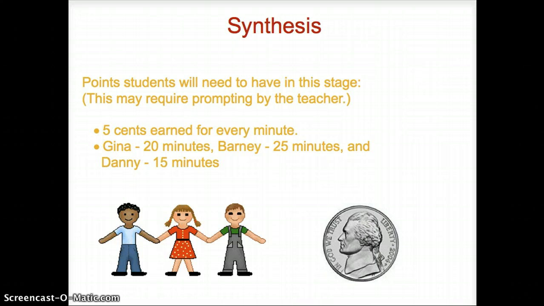Then I have synthesis. I also feel like this stage requires prompting by the teacher. This would be the stage where they would kind of break down the main points of how they need to figure out the word problems. So they would talk about how there were 5 cents earned for every minute, and again, how many minutes each child raked, which Gina was 20, Barney was 25, and Danny was 15.